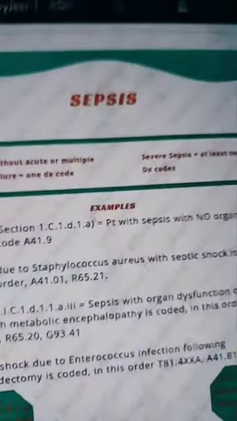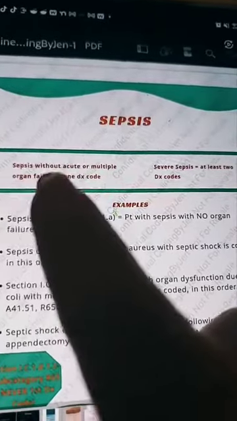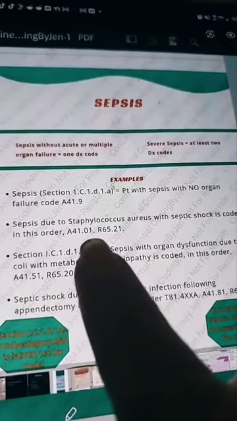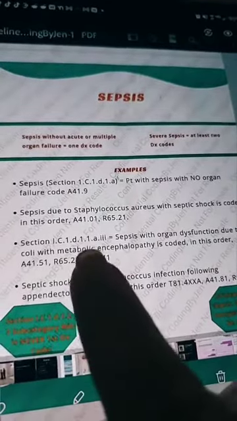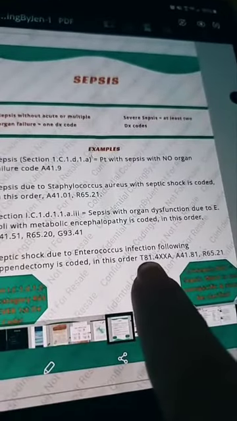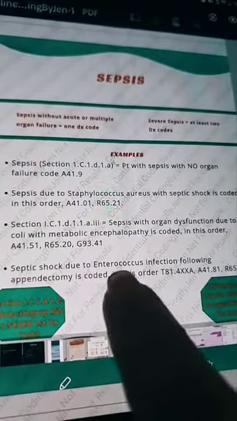I have some one-sheeters that are part of just one particular guideline, like sepsis, that divides sepsis up into organ failure or not, and then how to code each one depending on which guideline is going on. And you see, you use your T code before you use your A in a particular situation.